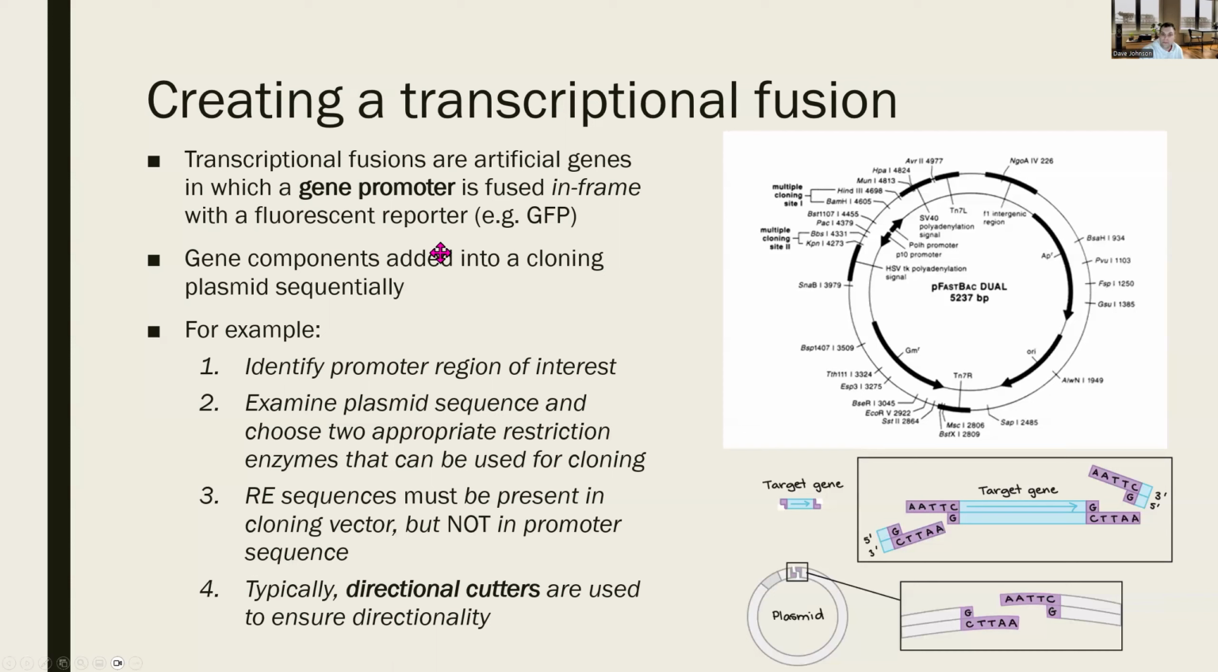So for example, here's a way we would typically do this. First, we would identify the promoter region of interest. We say, oh, okay, we're interested in knowing when gene A is expressed. Let's go grab about a 4 kilobase chunk upstream of that gene. Could be bigger depending on the organism.